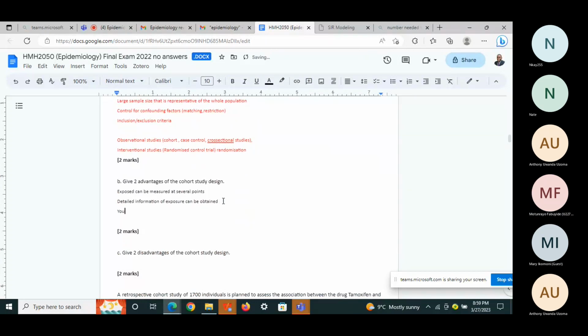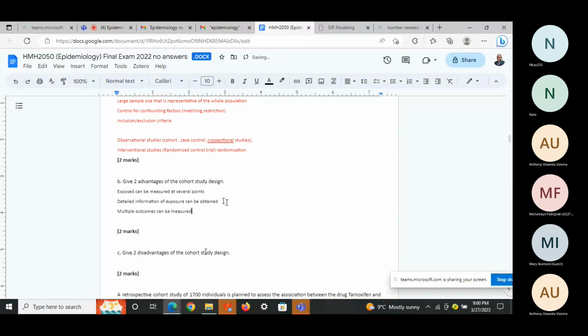And another advantage is that multiple outcomes can be measured. So assuming that you are following up for lung cancer, but the person now has arthritis or cardiovascular disease, multiple outcomes can also be measured. You understand? In a cohort study, that's another advantage too.